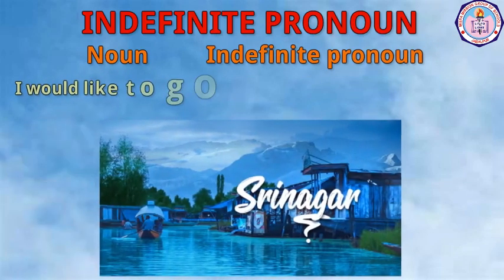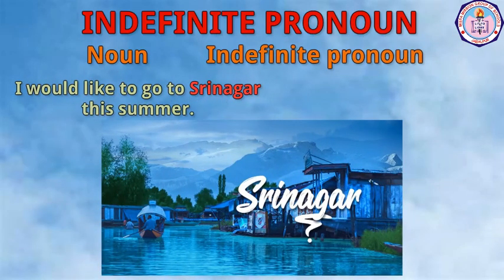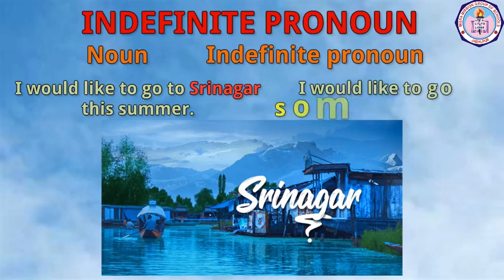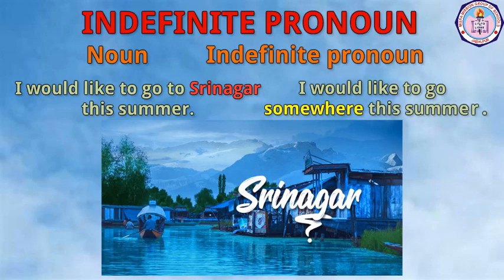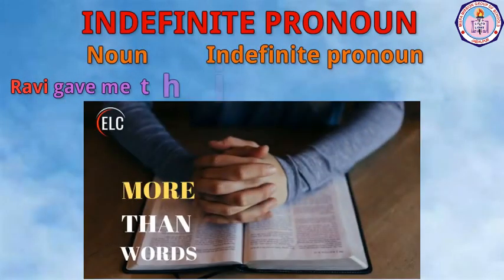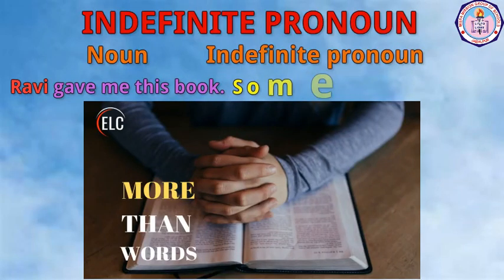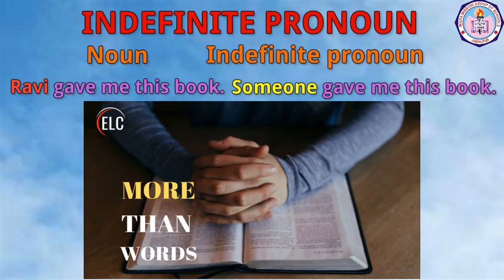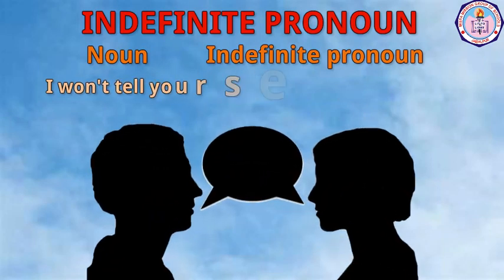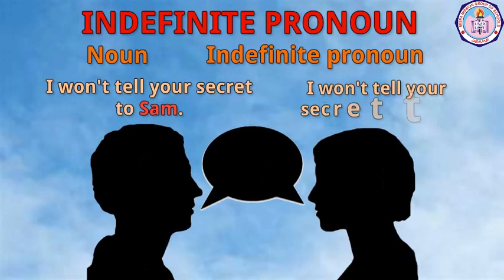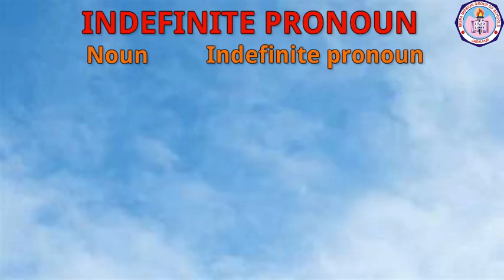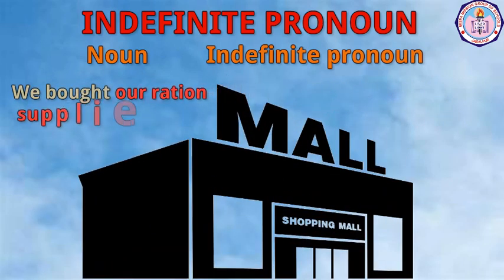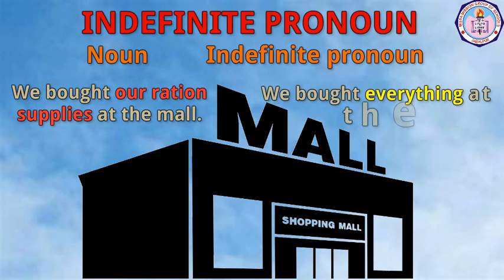I would like to go to Srinagar this summer. I would like to go somewhere this summer. Ravi gave me this book. Someone gave me this book. I won't tell your secret to Sam. I won't tell your secret to anyone. We bought our Russian supplies at the mall. We bought everything at the mall.